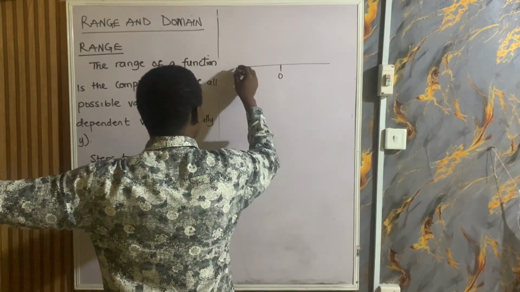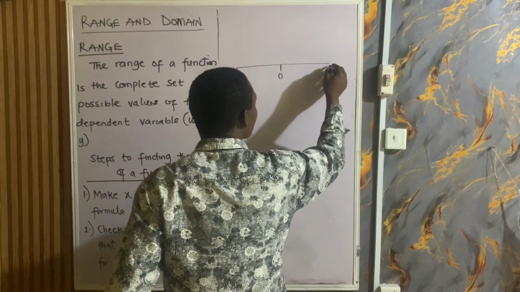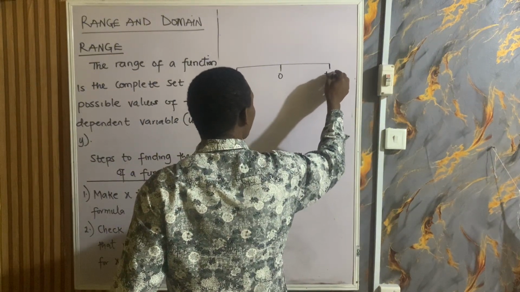To the extreme left, what we have here is negative infinity. And to the extreme right, what we have here is positive infinity. Now, I'm going to explain this.